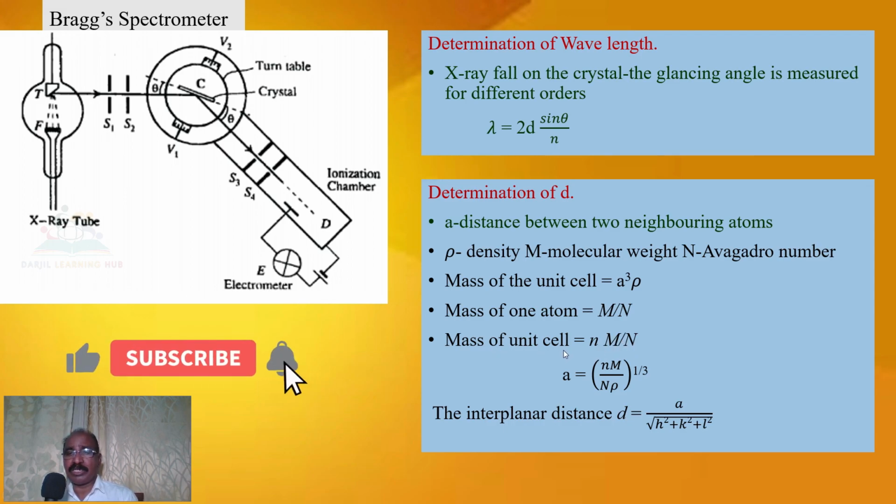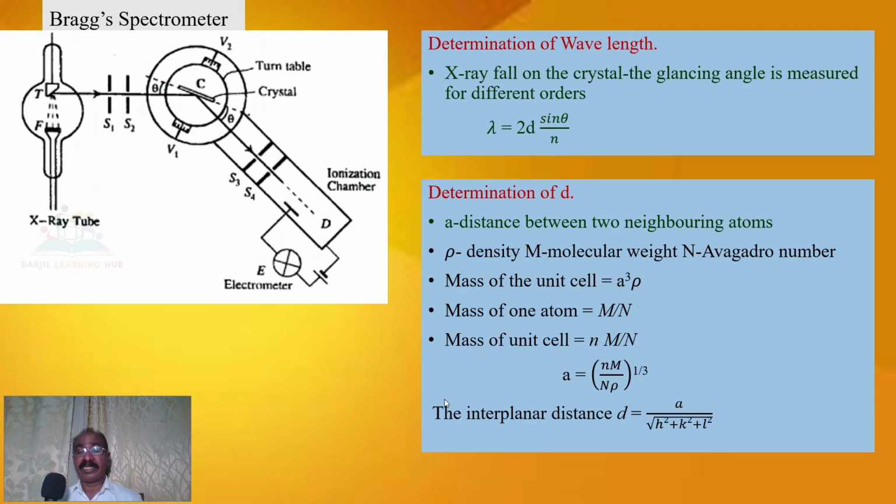The same mass of the unit cell could also be calculated by the basic fundamental formula. Mass will be equal to volume into density. a cube is the volume of the cubic cell, rho is the density. Therefore, volume into density will give you the mass of the unit cell. Equating the two, a cube rho will be equal to nM by N. Then from here, a could be calculated, that is, the interatomic distance could be calculated. So, knowing the interatomic distance and the formula for the interplanar distance for a cubic cell, the interplanar distance could be calculated as a divided by square root of h square plus k square plus l square. Therefore, using this formula, one could easily calculate the interplanar distance.